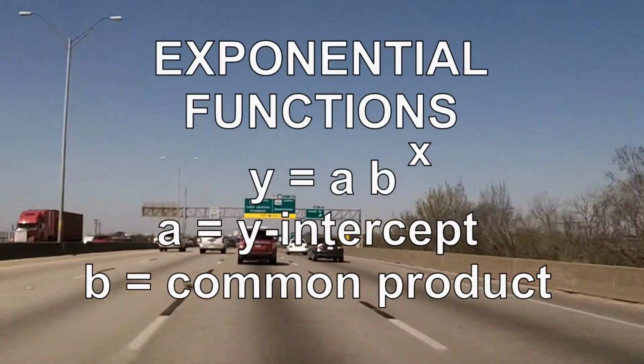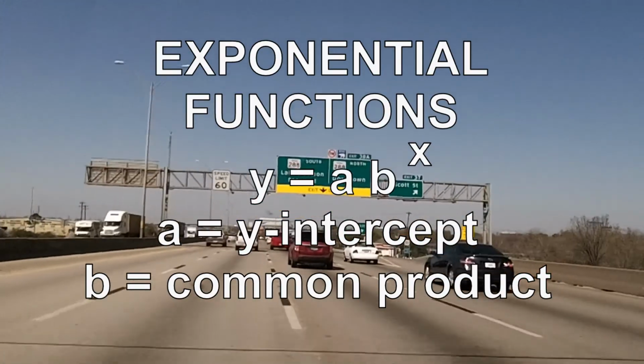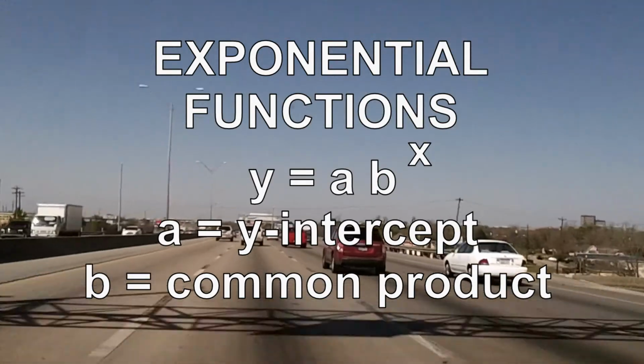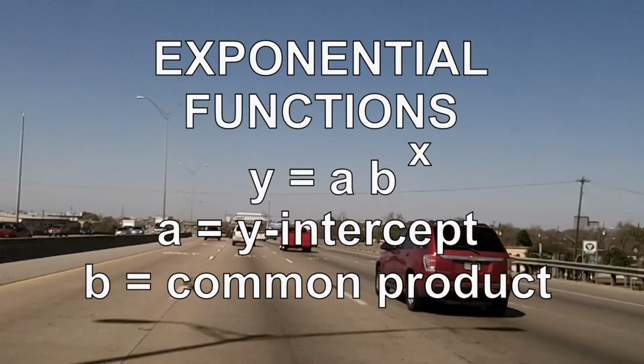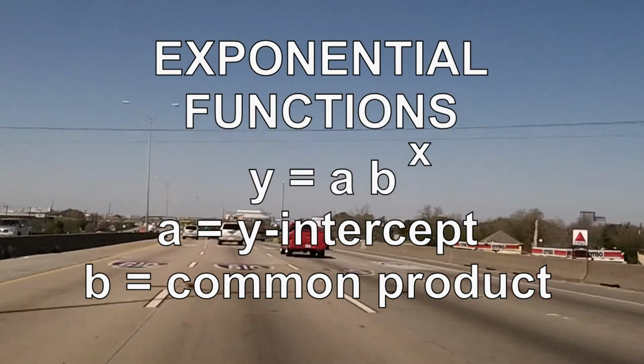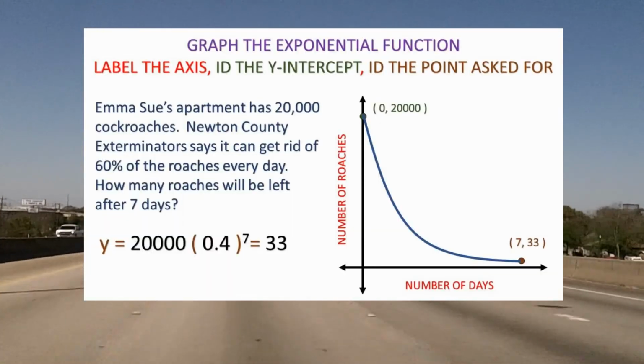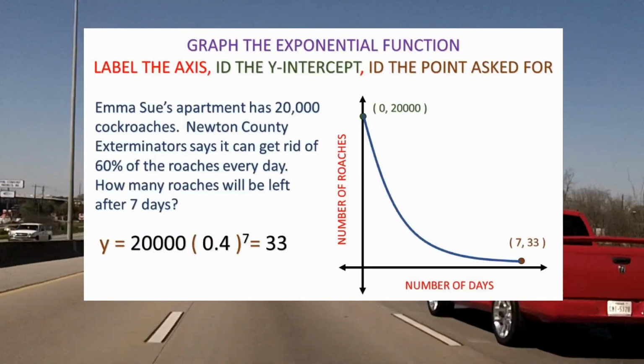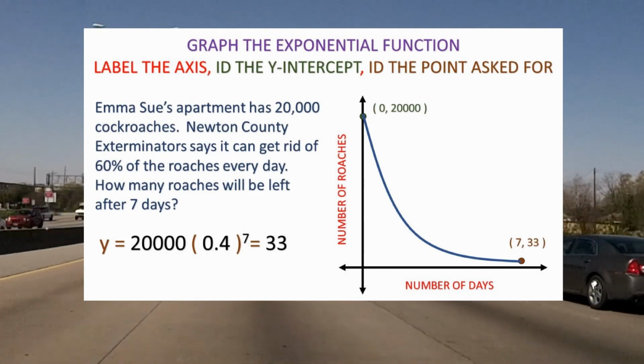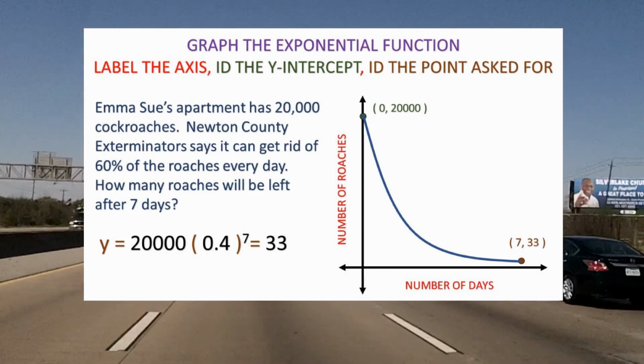In this video over exponential functions, you've learned how to read a word problem and identify the starting amount and the common product. Then you plug them into the formula, y equal a b to the x, generate an amount, and then draw an exponential decay or an exponential growth curve.